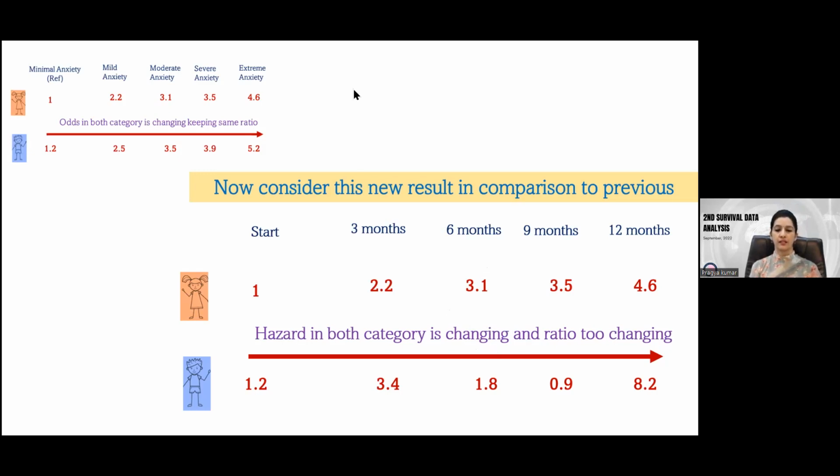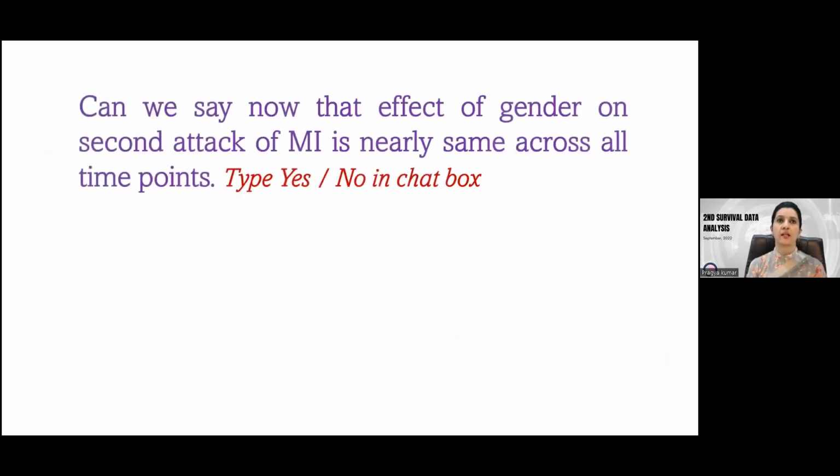If I see the chat, I still have not received any answer, waiting for your answer. So 2.06, at 9 month 0.25, 0.58, 0.6. So you can see here that it is not 1.12. So what can you say? Can you say in this case that the effect of gender on second attack of MI is nearly the same across all time points? What is your answer? Yes or no? Most of you have answered no.